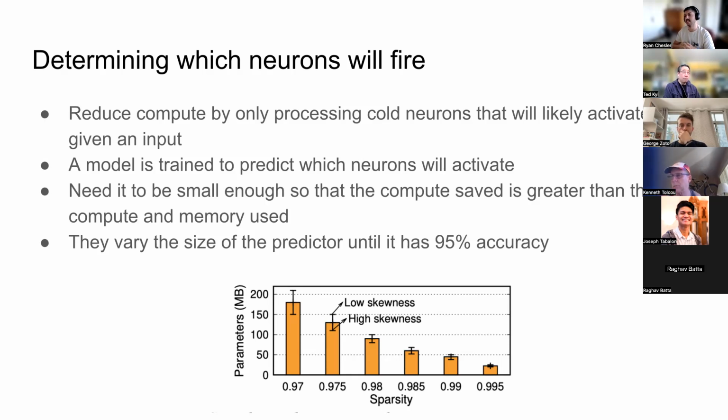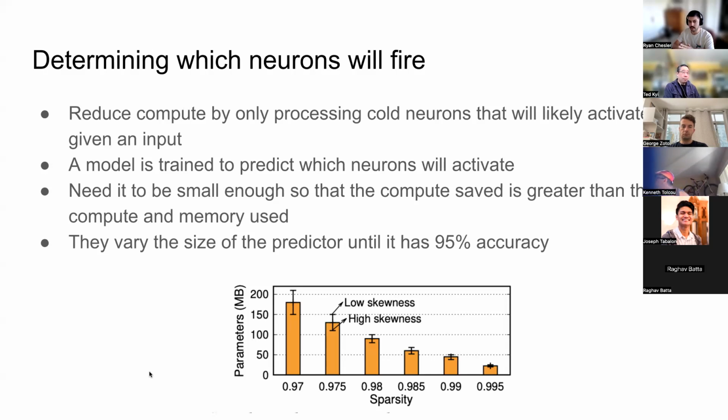But the problem with this is you're introducing a new model that then has to do calculations to figure out are these neurons going to fire? And then you're doing this trade-off: if the model's too big, then you're not getting any gain because it costs so much to do this inference again of another model. And so they figured out the parameters that caused the accuracy to go up or down.